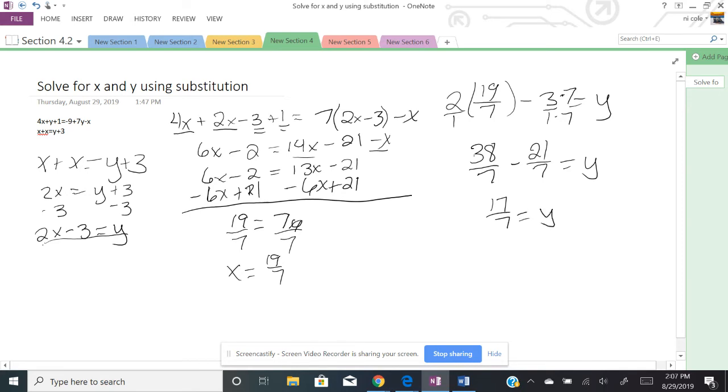And you are now in big kid math, so you leave them both as improper fractions. You literally enter them in like this. Do not make it a mixed fraction. Do not make it 2 and so many sevenths. Oh my goodness.